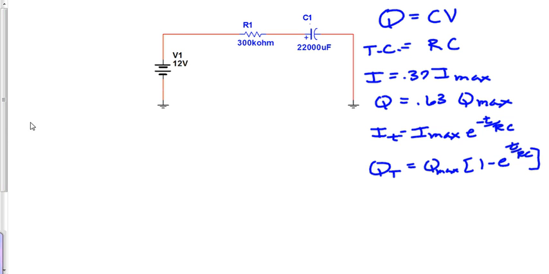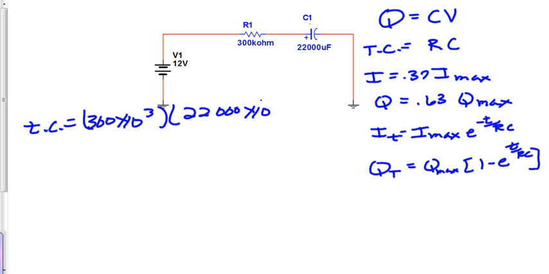So the time constant for the circuit is going to equal the resistance, 300 times 10 to the third, that's the kilo ohm resistor, multiplied by 22,000 times 10 to the minus 6, because it's a microfarad capacitor. The time constant for the circuit is going to equal 6,600 seconds.